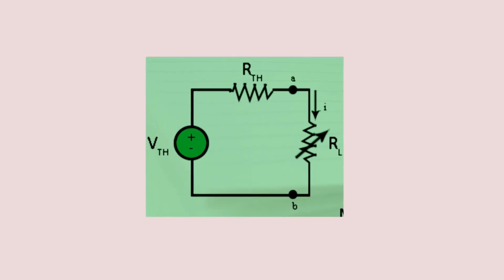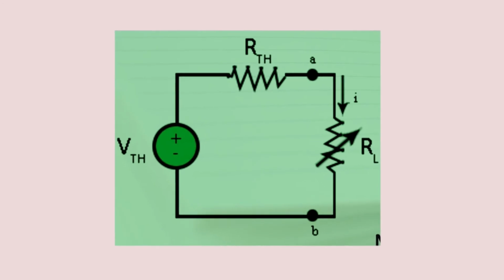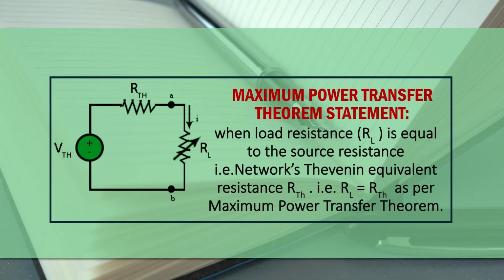So here you can see in the circuit that the Thevenin voltage VTH is connected in series with RTH, and across the terminals a load resistance RL is connected. In this particular circuit, the maximum power will be transferred from source to load when the load resistance RL is equal to the internal resistance of the circuit, that is the Thevenin resistance.